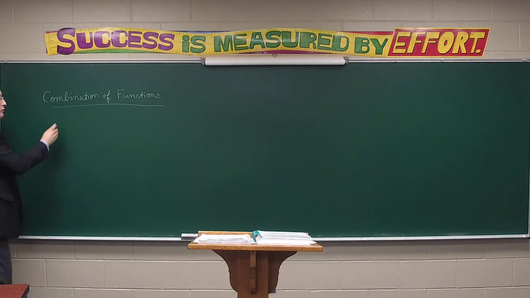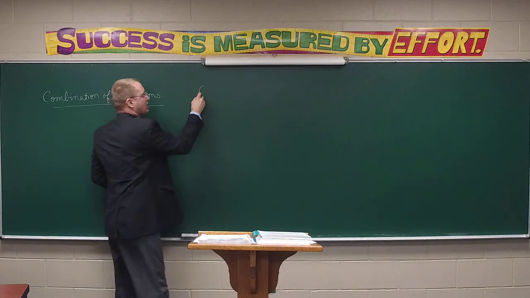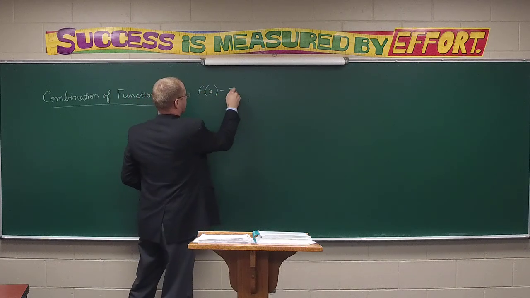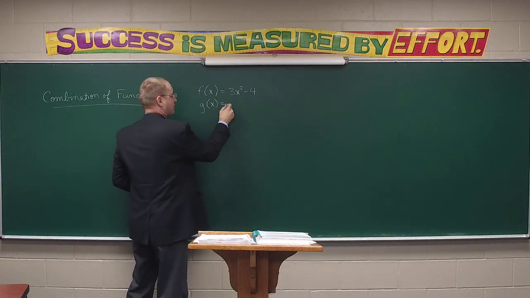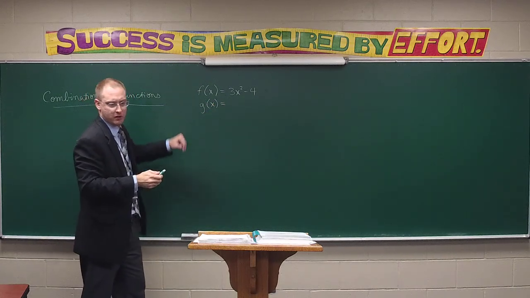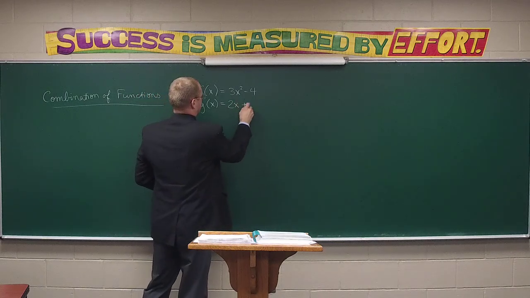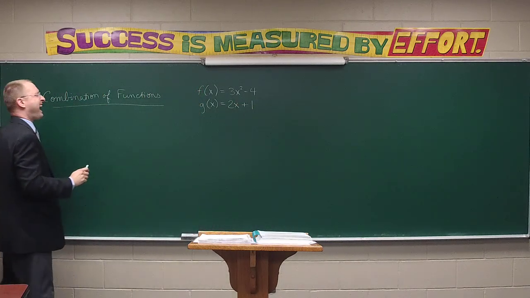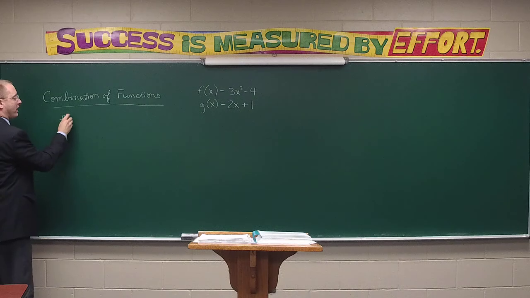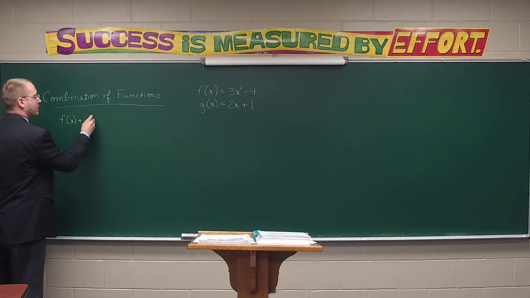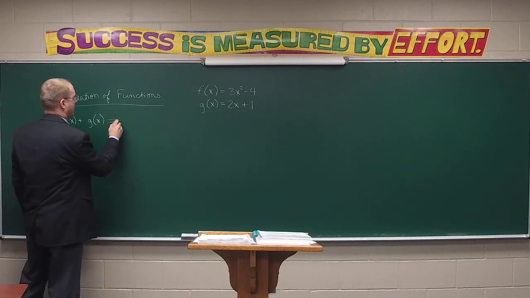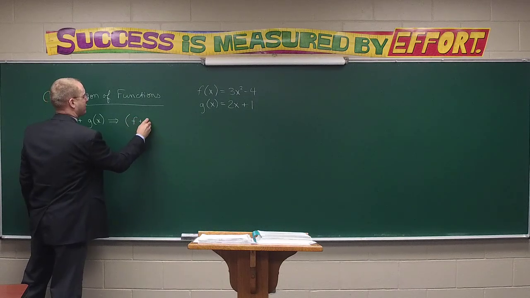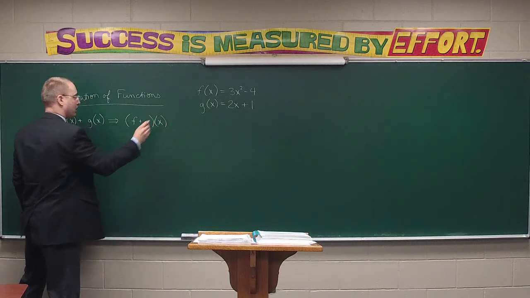You could add 2 functions. So for instance, if I gave you a function f of x, and let's just say it was 3x squared minus 4, and give you another function of x, which we'll call g of x to differentiate it from the f function, and we said it's, for instance, 2x plus 1. And I said, I want to add the functions together. I want to take f of x plus g of x. Well, that's a combination of functions, combining by adding. The way you'll see it notated is in parentheses f plus g of x.